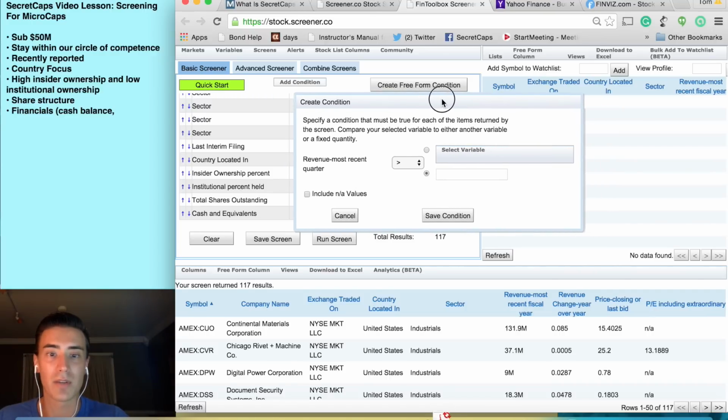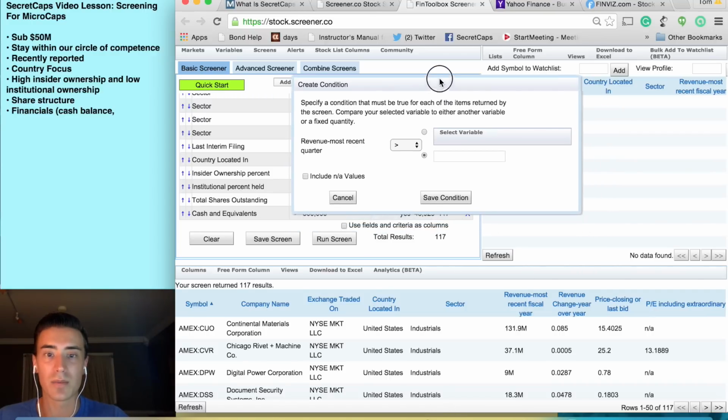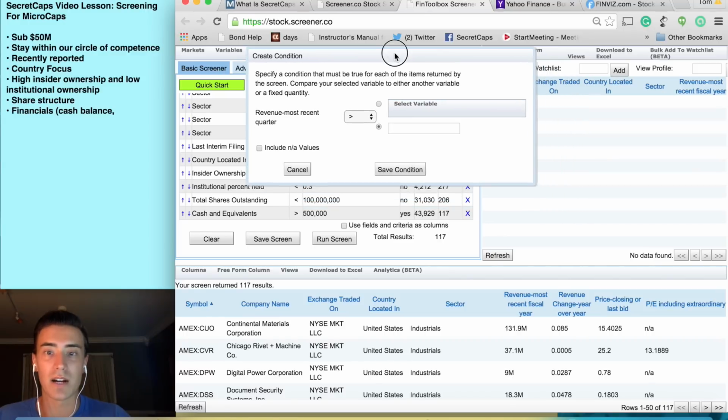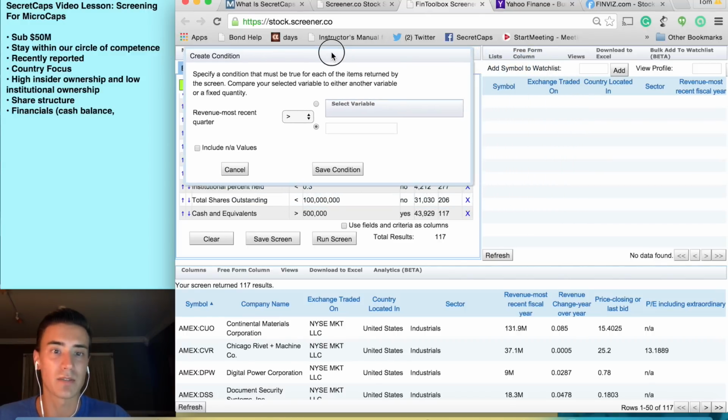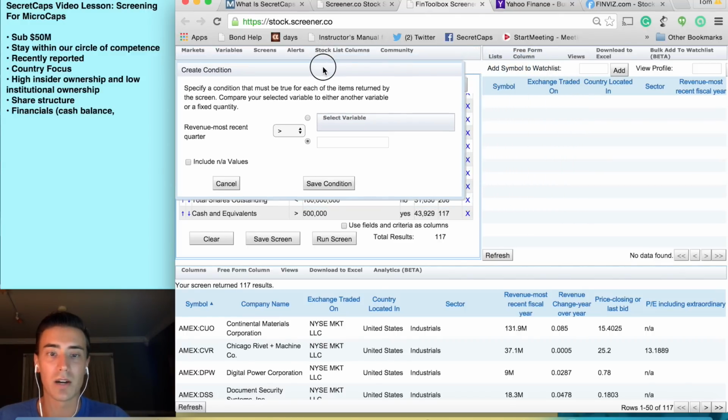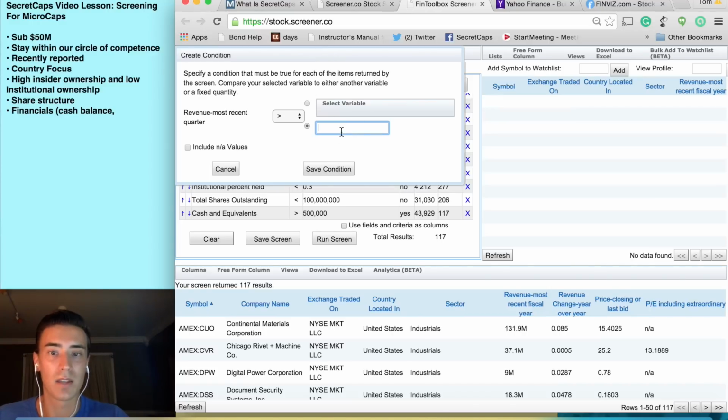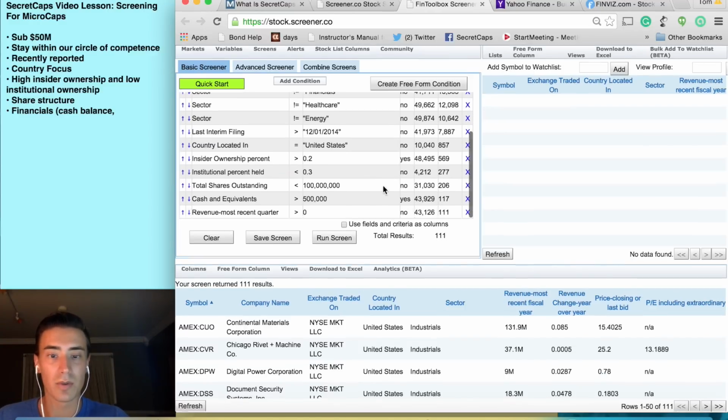Investing in pre-revenue companies is pretty much investing in startups. And that's great if you're in Silicon Valley, but we're microcap investors, mostly retail. So we want to look at companies that have revenue. So we'll do greater than 0 for now. This will dwindle it down a little bit.